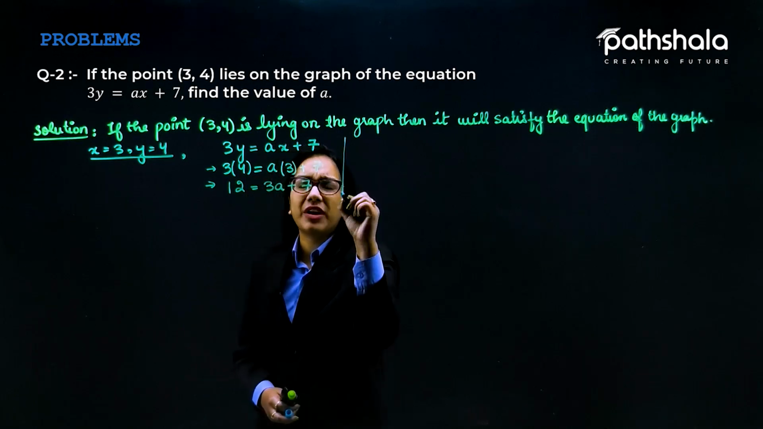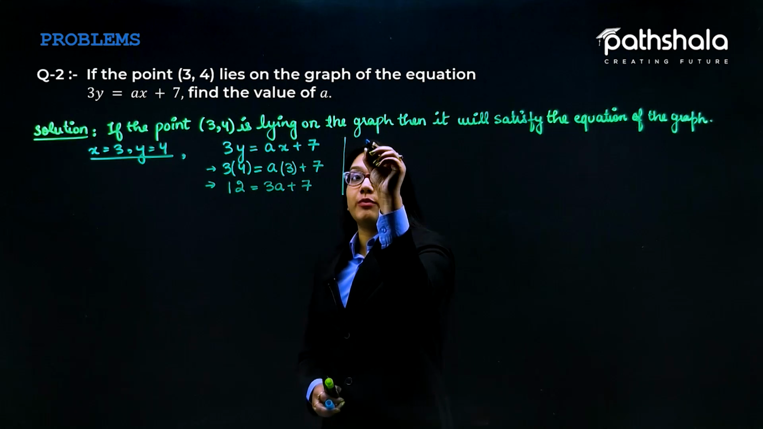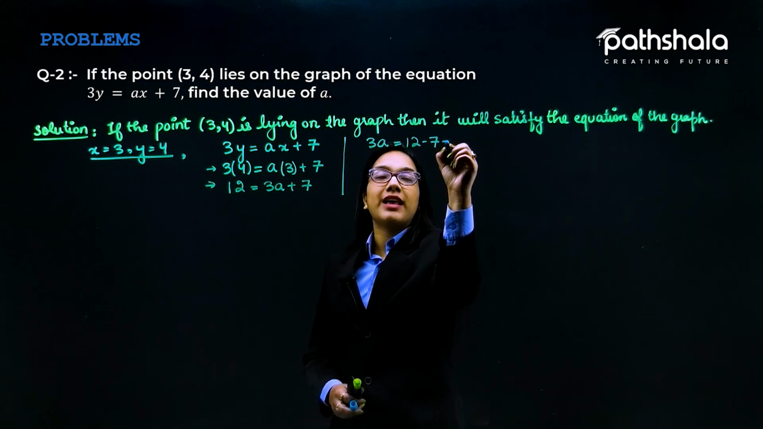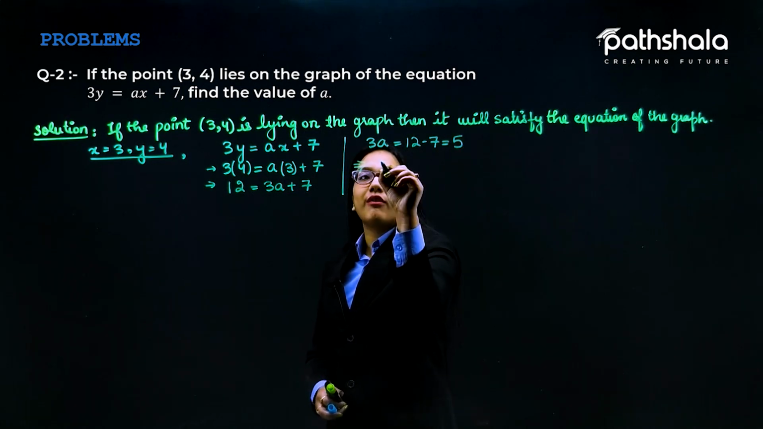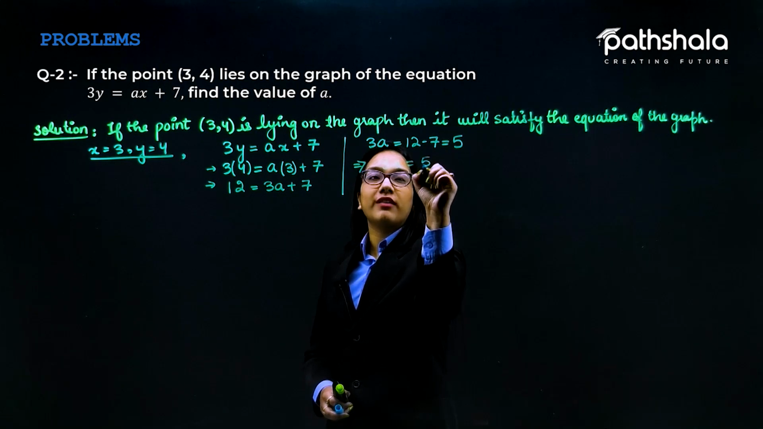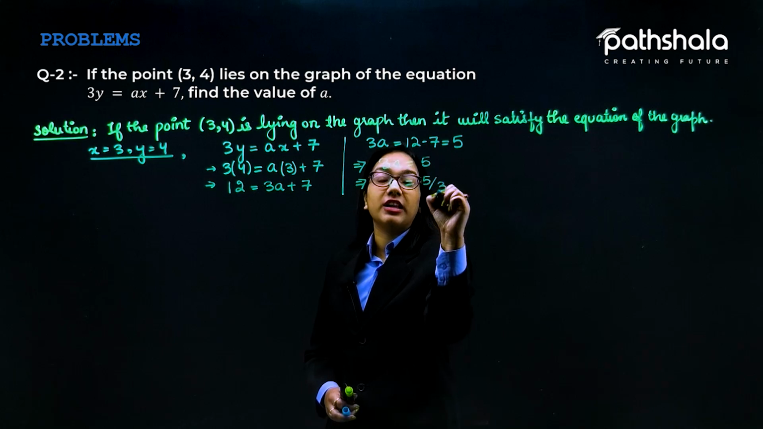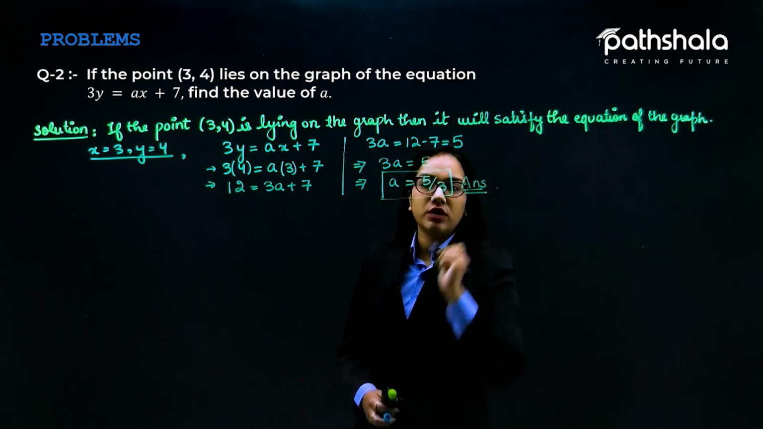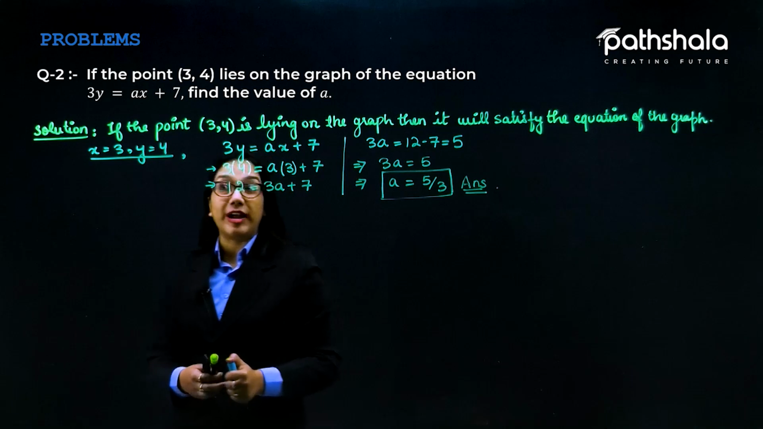So let us write it as 3a + 7 = 12, which means 3a = 12 - 7, and 12 minus 7 is 5. It implies 3a = 5, and hence at the end the value of a is coming out to be 5 by 3. So this is the answer for this particular question, that the value of a is 5 by 3.